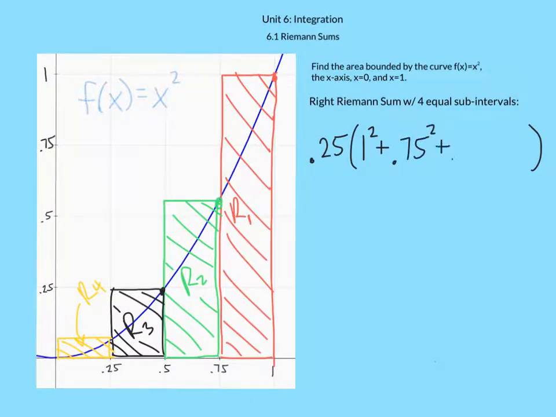The next height is 0.5 squared. And the last height is 0.25 squared. Again, that's because our function is the x value squared, and our heights are just the function values, the y values at those 4 locations.